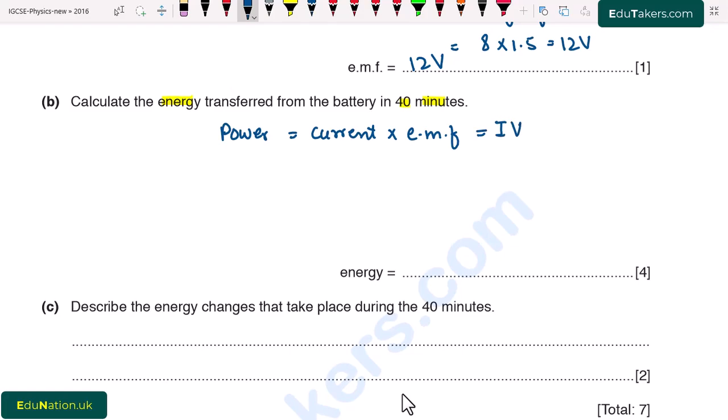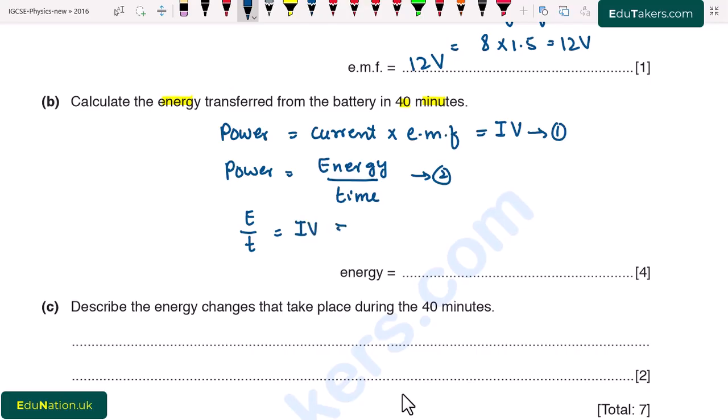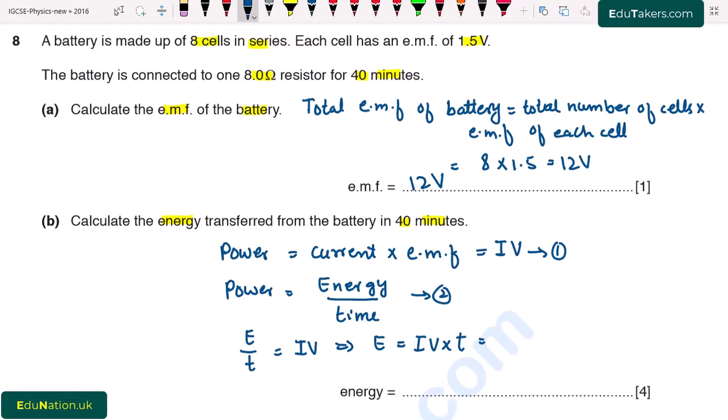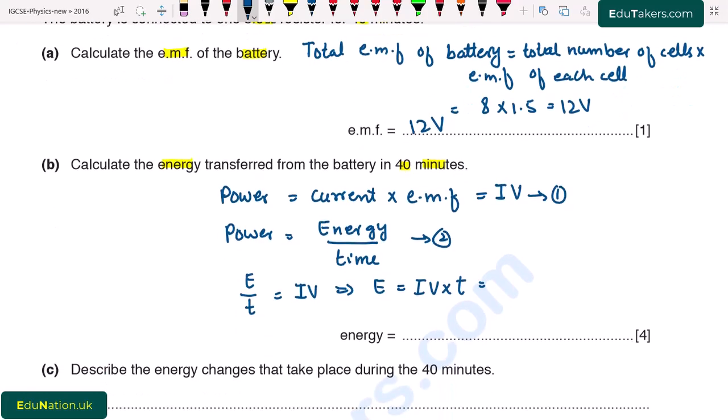Also, power is equal to the rate of transfer of energy, that is energy over time. By comparing both of these equations, I write energy over time is equal to I and V, where E is equal to IV multiplied by T. So here current we have to find out by using Ohm's law, that is V is equal to IR. First of all, I find out the value of current.